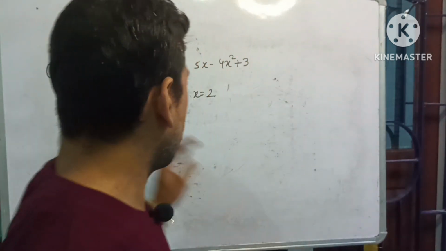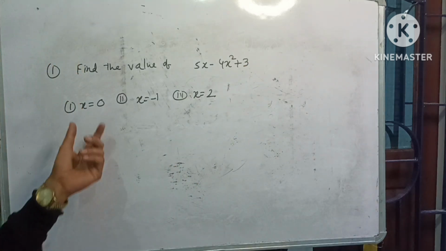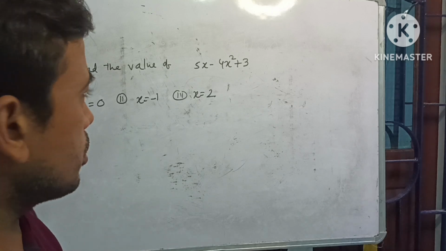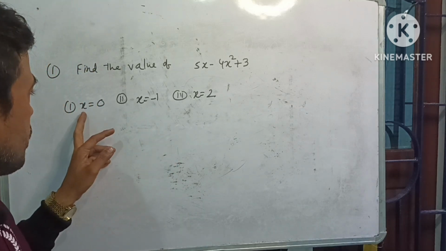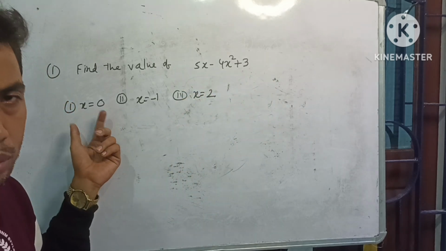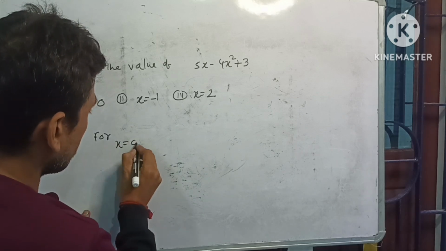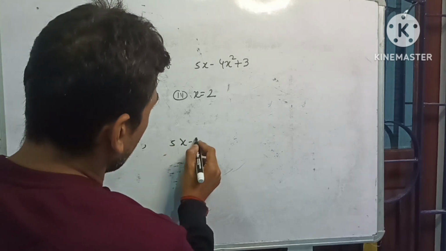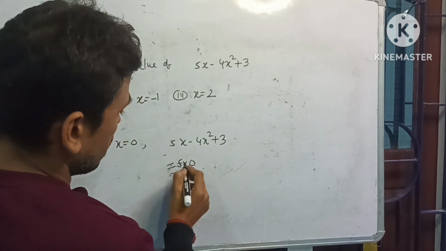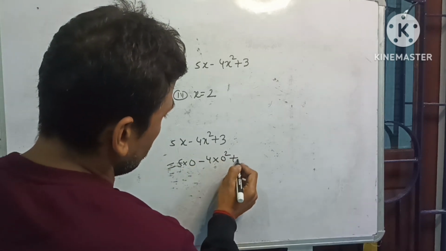Okay. In the example, what is given? Find the value of 5x minus 4x squared plus 3 with respect to x is equal to 0, x is equal to minus 1, x is equal to 2. For this, to find the value of this polynomial with respect to 0, we have to replace x by 0. So for x is equal to 0, 5x minus 4x squared plus 3 is equal to 5 into 0 minus 4 into 0 squared plus 3.